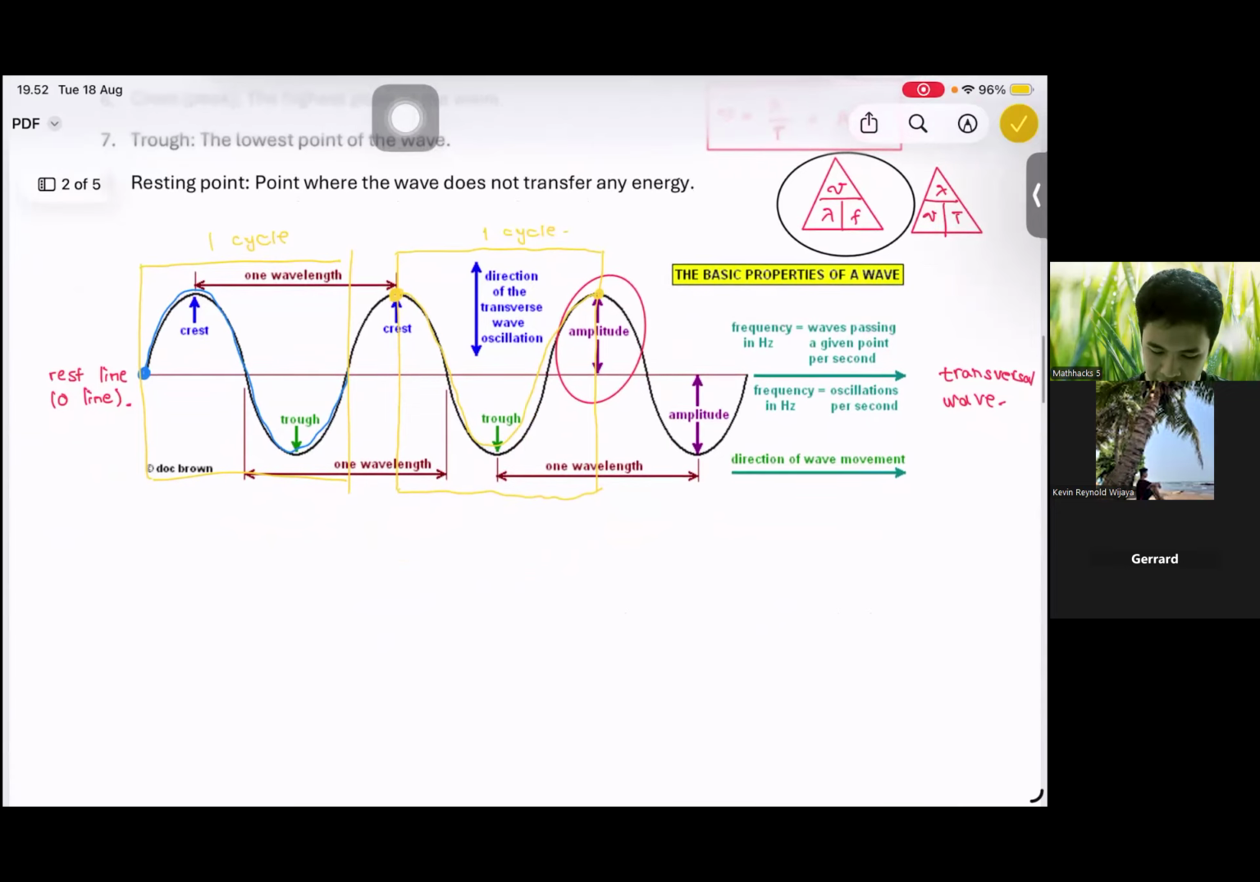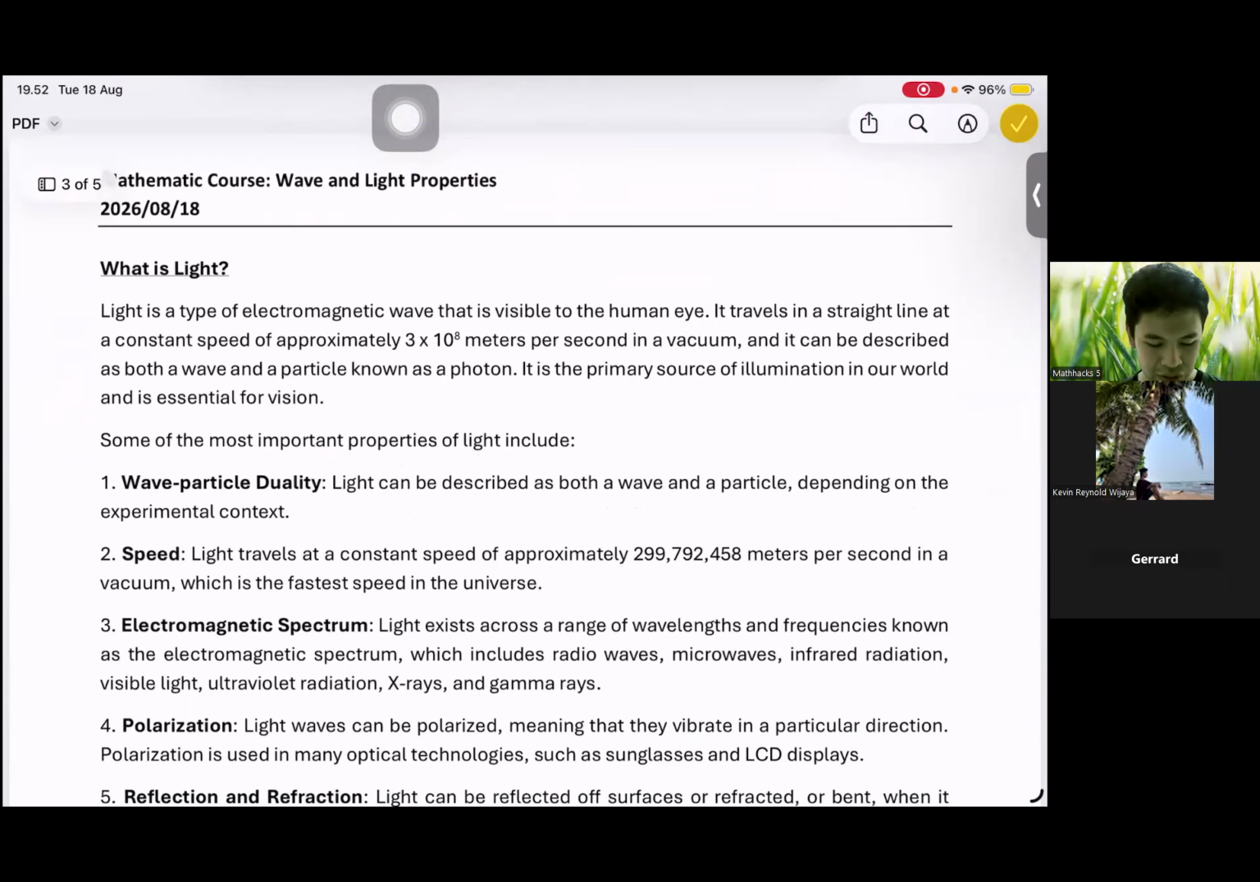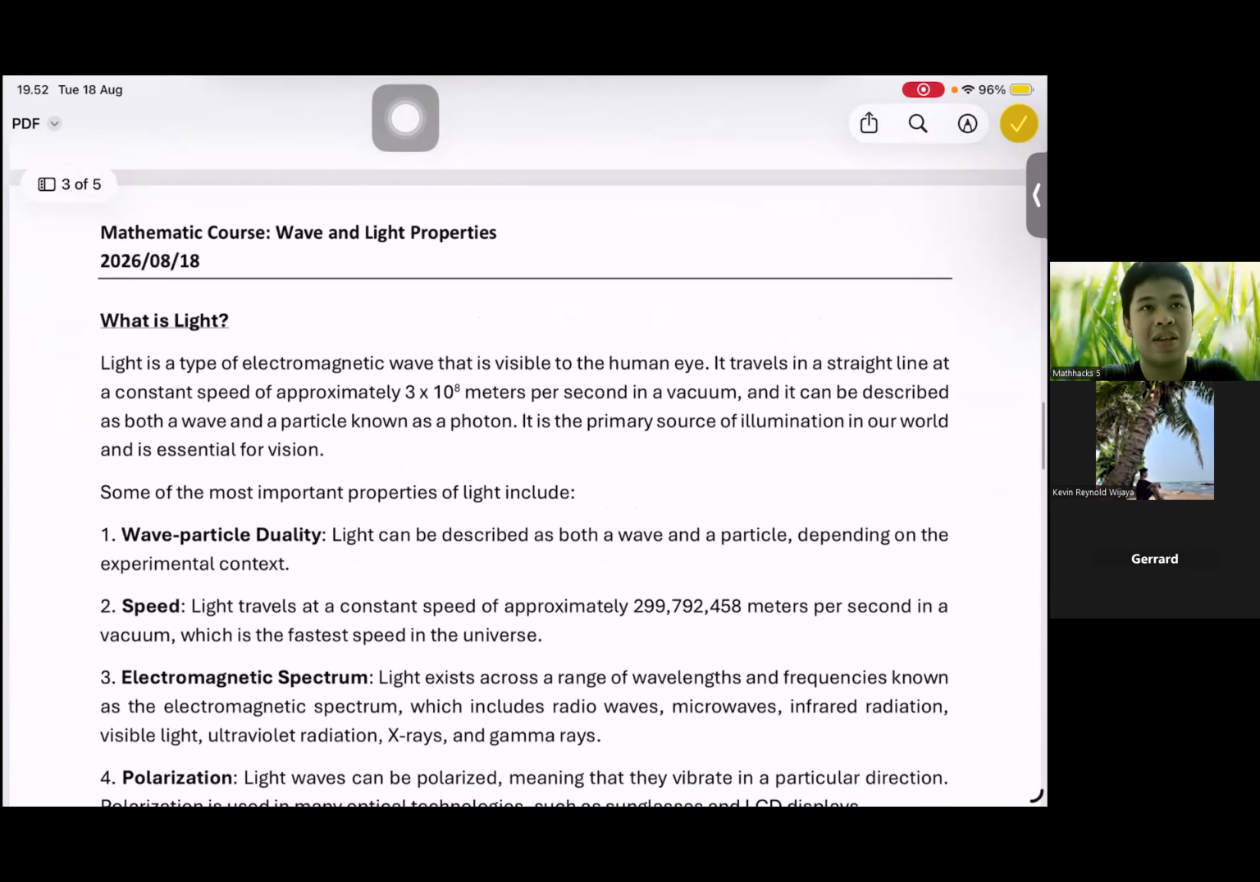I think it is better for us to finish the theory first. Let's continue to light. Basically, what is light? Light is an electromagnetic wave that is visible. You need to make a note that it is visible, because not all electromagnetic waves are visible. Light is just a small part of the electromagnetic waves that we can see and feel.